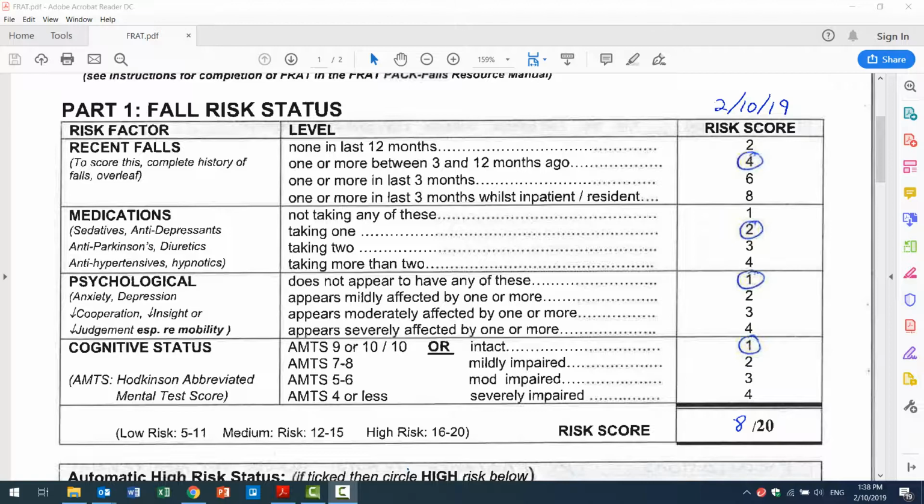If your patient is taking more than 2 of these, you would circle a 4. If they are taking 2, circle a 3. If they're only taking 1 of these medications, or if they're not taking any of these medications, you would circle the corresponding lower number.